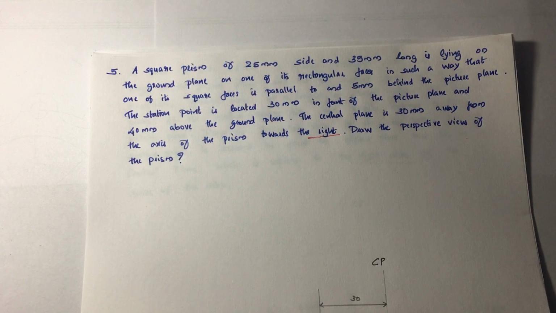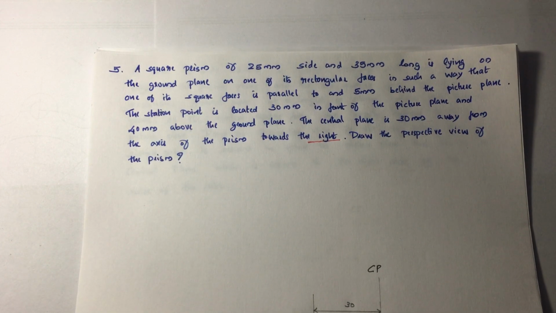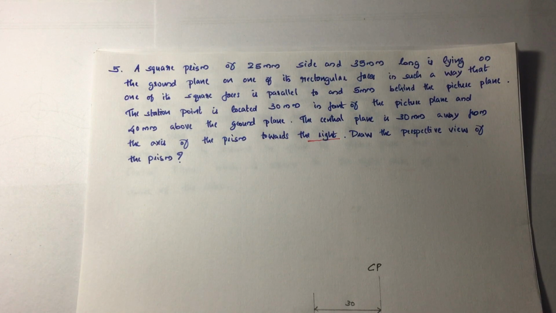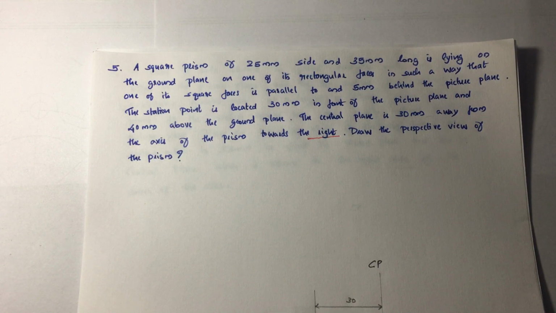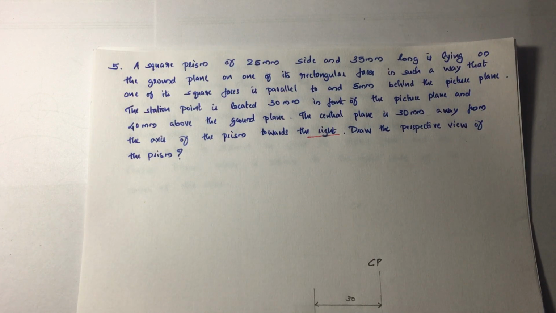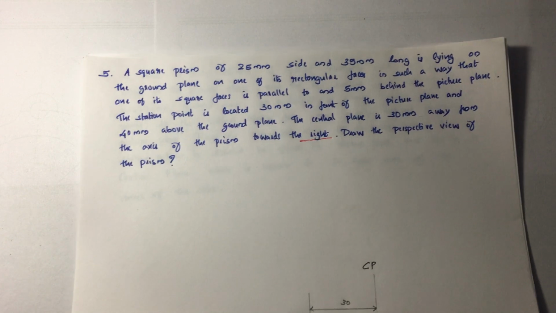The front view is a square just because it is given that one of its square faces is parallel to and 5 mm behind the picture plane. In normal cases, for a square prism, the top view is a square as well as front view is a rectangle. But for this question, as it is specified that one of its square faces is parallel to and 5 mm behind the picture plane, that indicates that on the picture plane you will be getting a rectangle. And therefore, in other ways, you can tell that the top view in this question will be a rectangle and the front view will be a square.